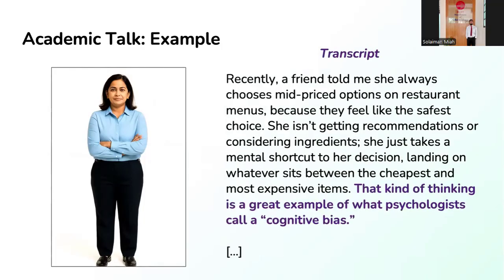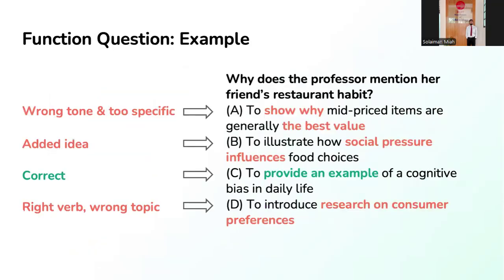Now, let's return to the transcript and look at how the correct answer fits. Here is the beginning of the talk, when the professor talked about her friend's restaurant habit. After she tells the story, she says, that kind of thinking is a great example of cognitive bias. So the professor is using the story to provide a simple, everyday example of a cognitive bias. That's what we should be looking for in our answer choices. Finally, let's come back to the question and look at those answers, and why the incorrect ones are in fact wrong. The first has the wrong tone and purpose. The professor is not making an argument about the value of menu items. She is explaining an academic concept.